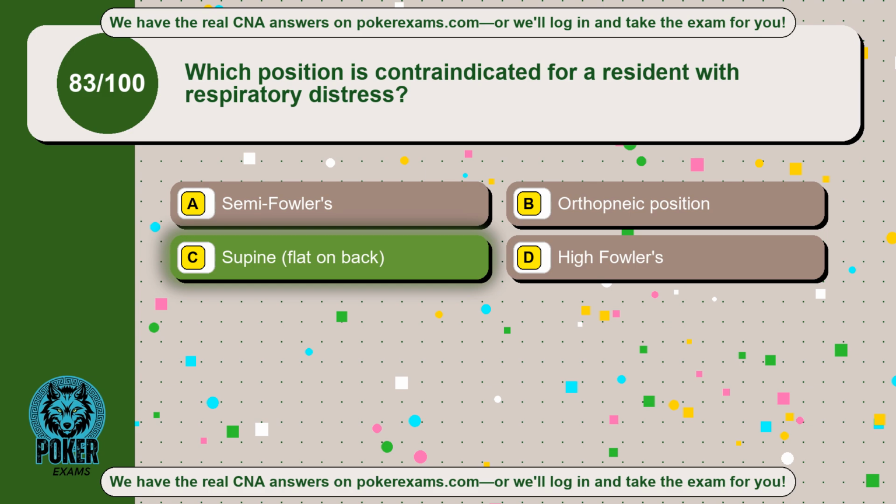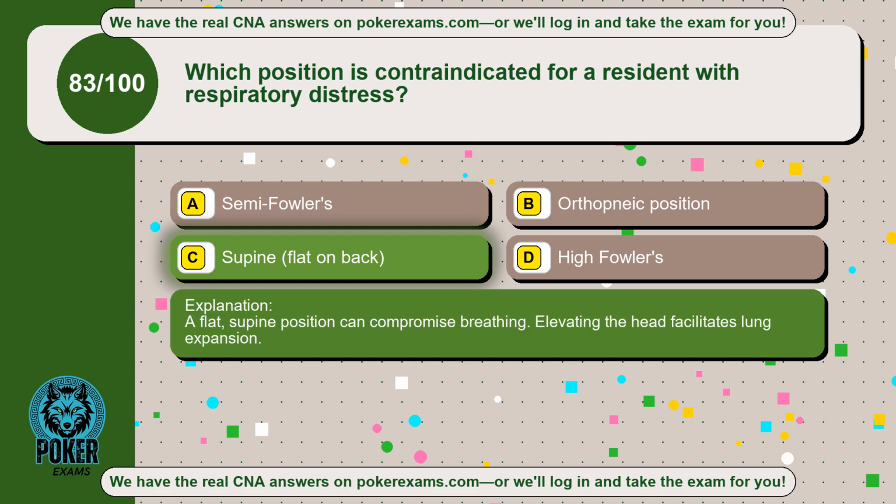A flat, supine position can compromise breathing. Elevating the head facilitates lung expansion.